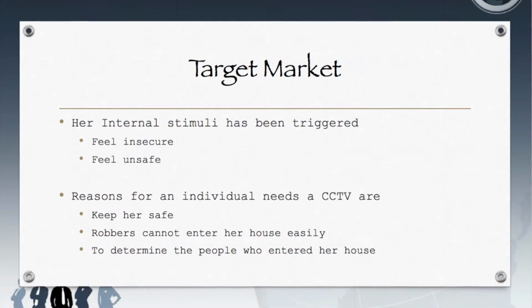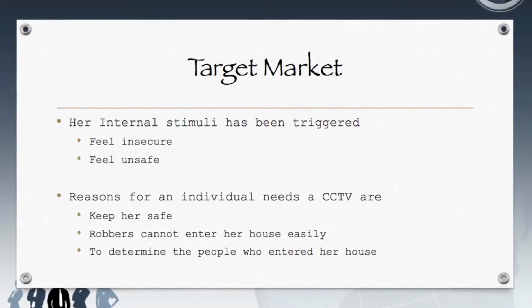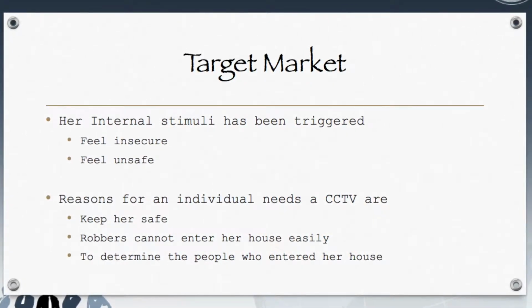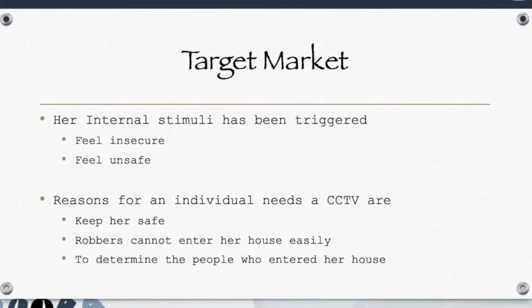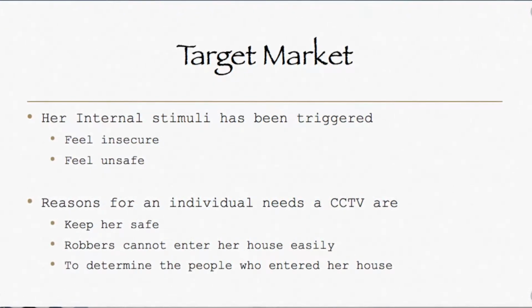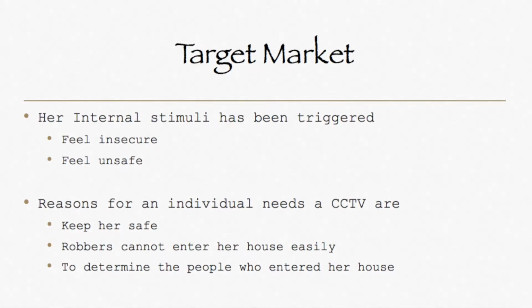So, as you can see from the video, the target market, which is the working homeowner, needs has been triggered as she needs to buy a CCTV for her safety. From the video, the target market internal stimuli has been triggered as she feels insecure and unsafe. Due to that, she needs to purchase a CCTV as it will keep her safe, robbers cannot enter her house easily, and to determine the people who entered her house.